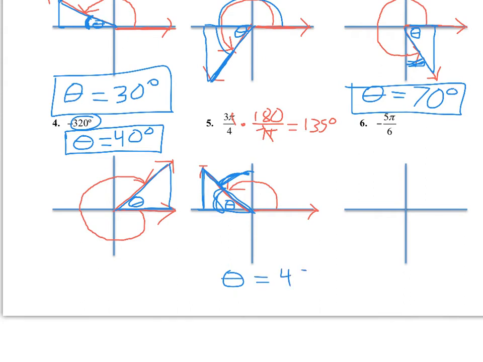So theta is 45 degrees, but again, we have to answer in radians. So I'll do the work here. 45 degrees times pi over 180. That equals, so 45 over 180, that is 1/4. If you take 180 and divide by 4, you get 45. So this is going to be pi over 4.